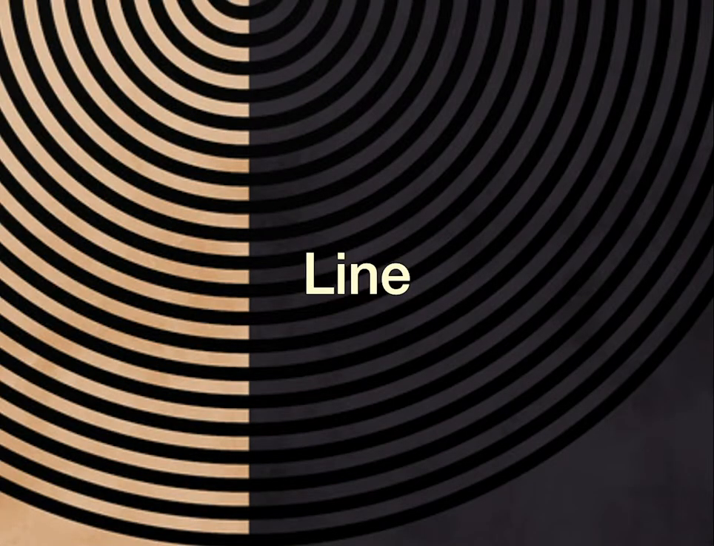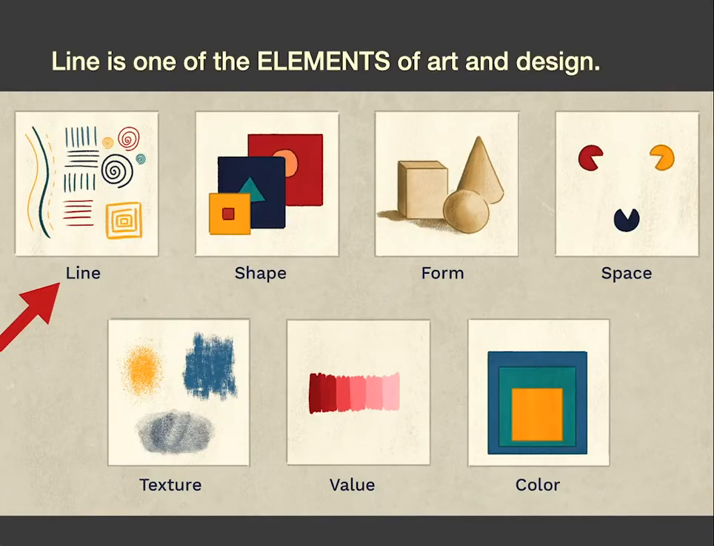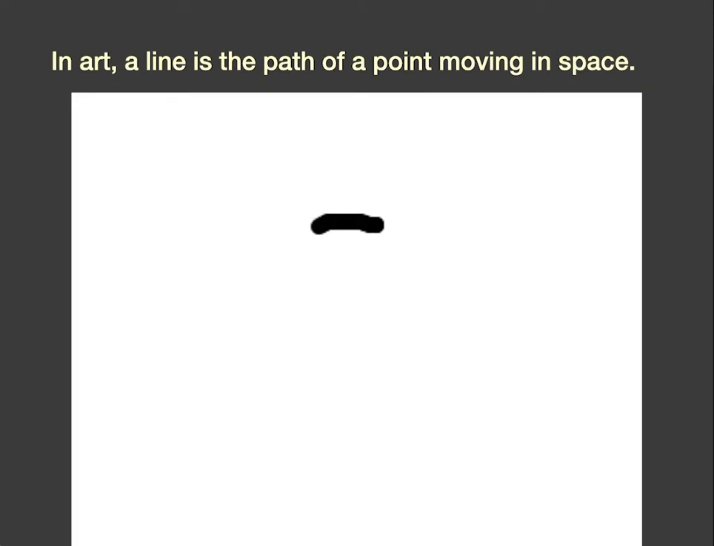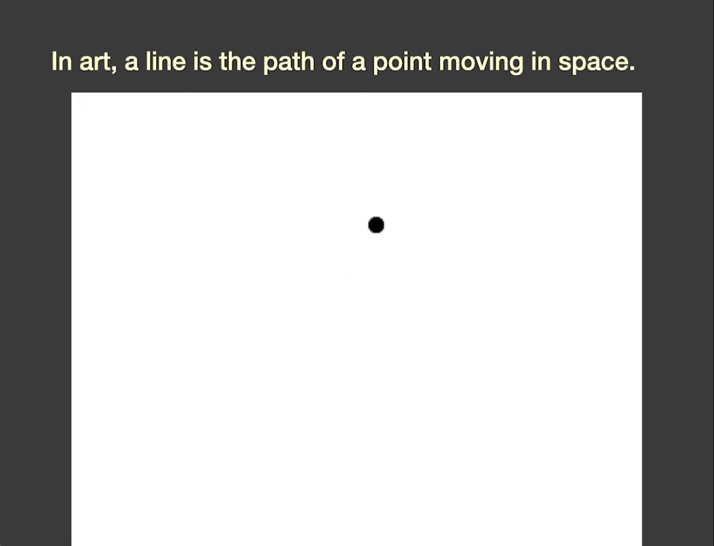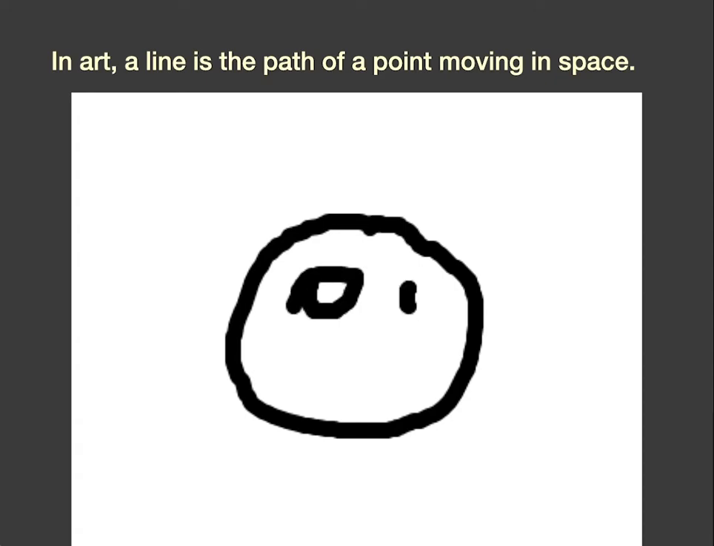You probably remember that we've discussed line a little bit in previous classes, but we'll delve much more into what this is and what it can do. Line is one of our elements of art and design, so it's one of those building blocks that you can draw on a piece of paper, paint on a canvas in order to build up your composition. We typically define line in art as the path of a point moving in space. So if you think about your pencil point, if you put that on a paper surface and then you move it around, it will leave a trail behind it, a path, and that path is a line.